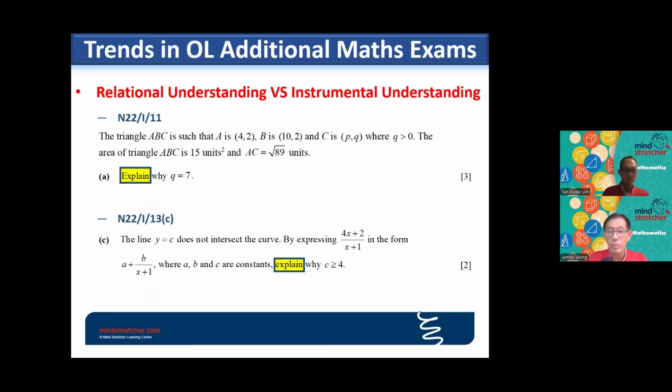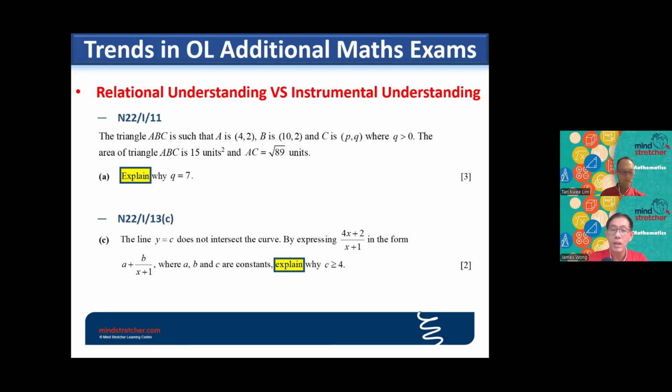For example, in 2022, there's a question here. You can see the first one. Instead of asking you to compute, they provide you with all the necessary information, and instead of asking you to calculate, they tell you Q is 7, and they ask you to explain why. So it's not just about calculating that Q is 7, but to be able to explain.